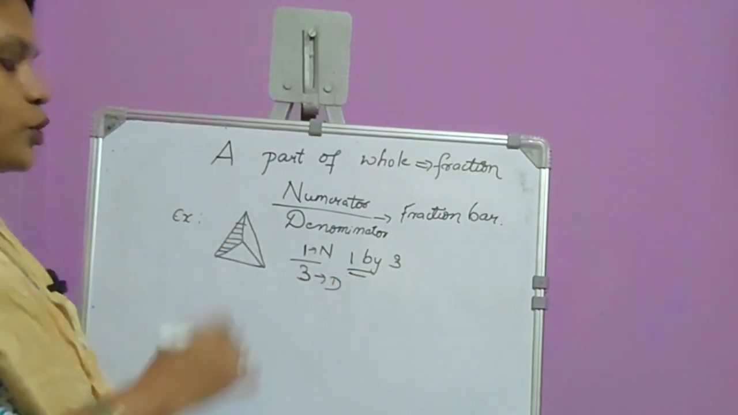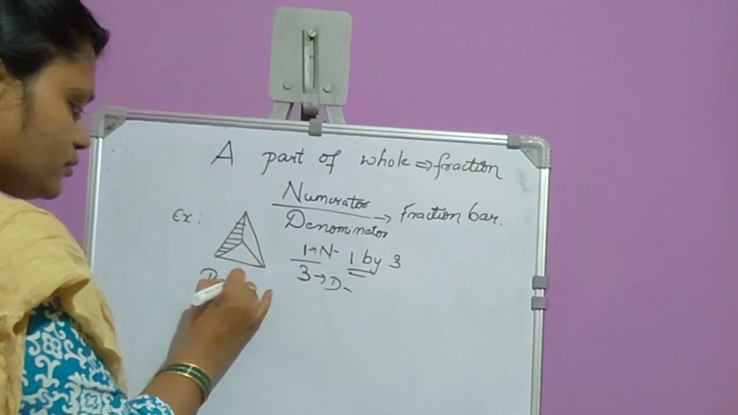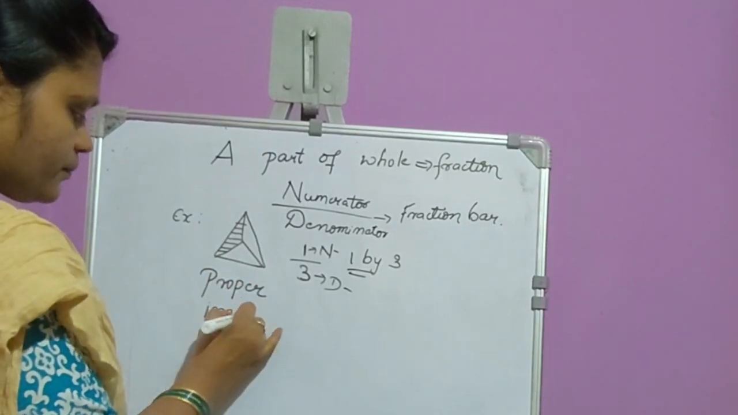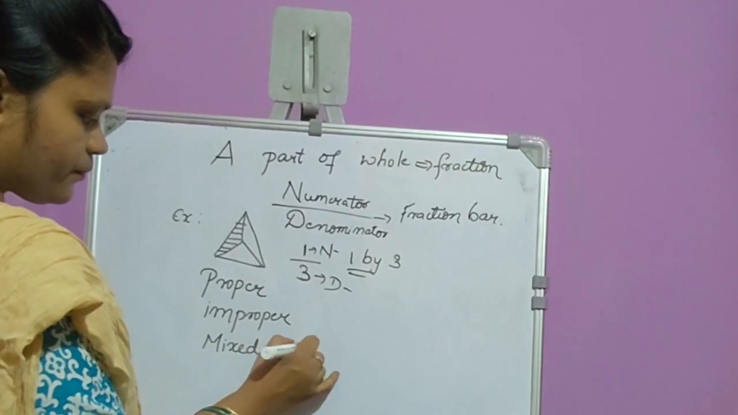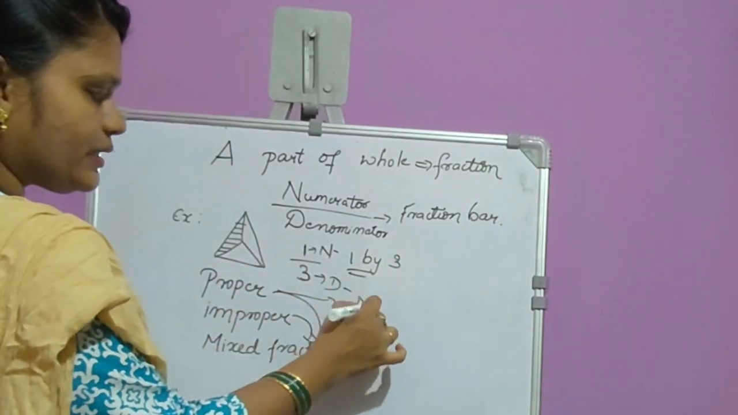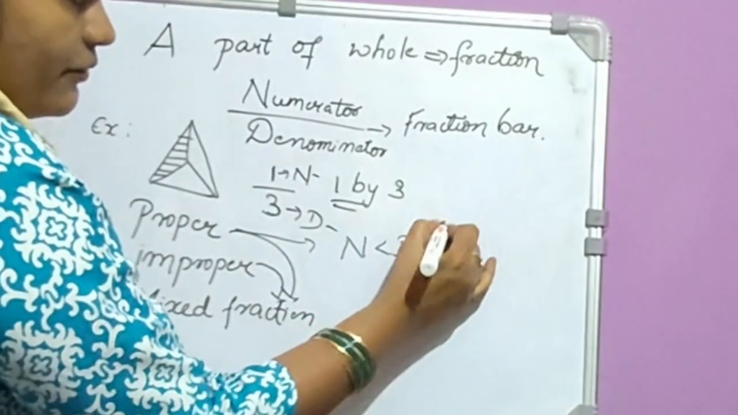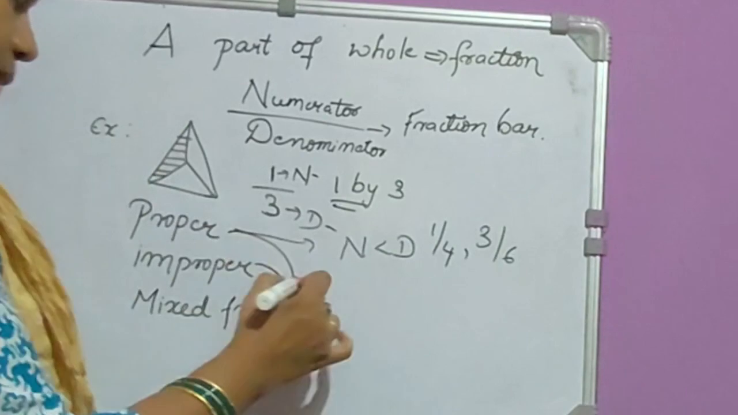Okay. So, based on the values of numerator and denominator, fractions are classified into proper fraction, improper fraction and mixed fraction. In proper fractions, the numerator is always less than the denominator. You can give an example as quarters or halves. Okay, that is 1 by 4 or 1 by 2 is an example of a proper fraction.